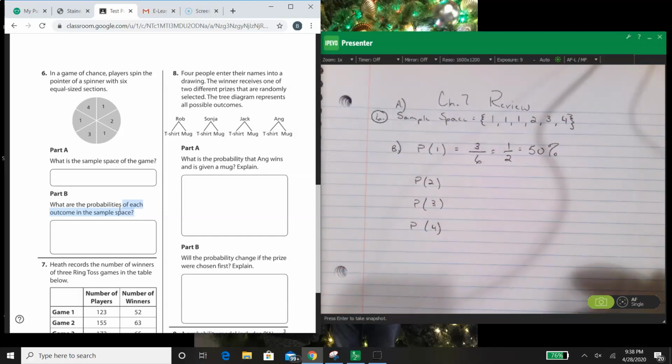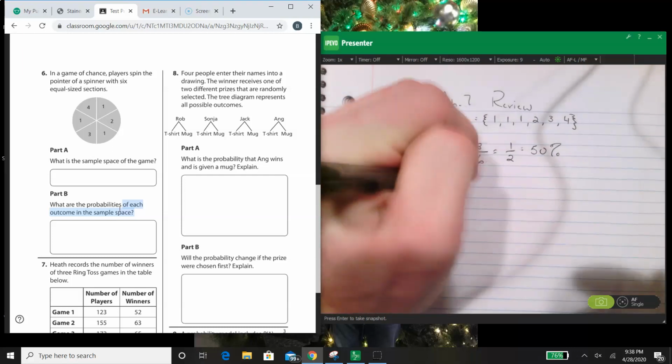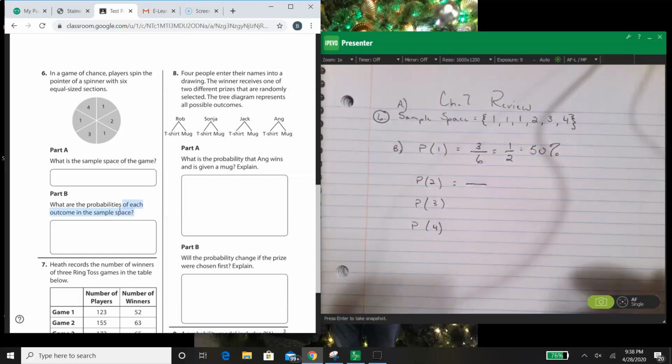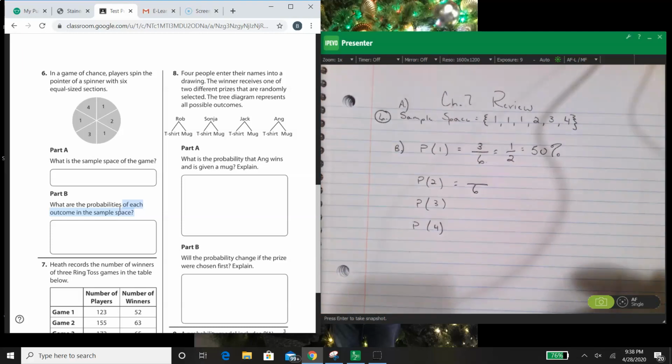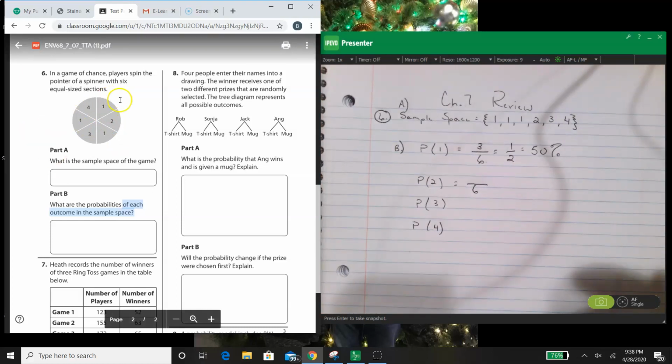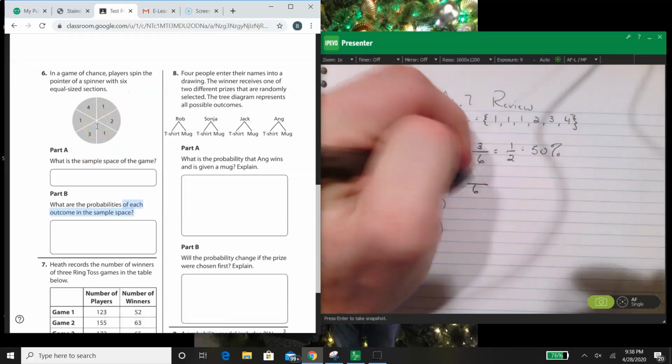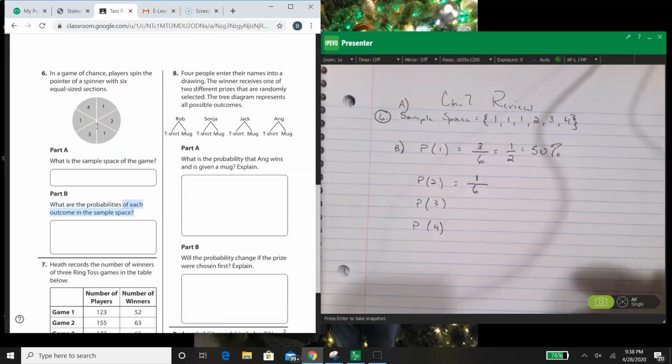Let's look at the second one. I've got the probability of landing on a 2. My total didn't change. My total is still 6 because I still have 6 different sides on this spinner. How many of them are a 2? Well, 1 out of 6 are a 2. 1 out of 6 is as low as it can go.